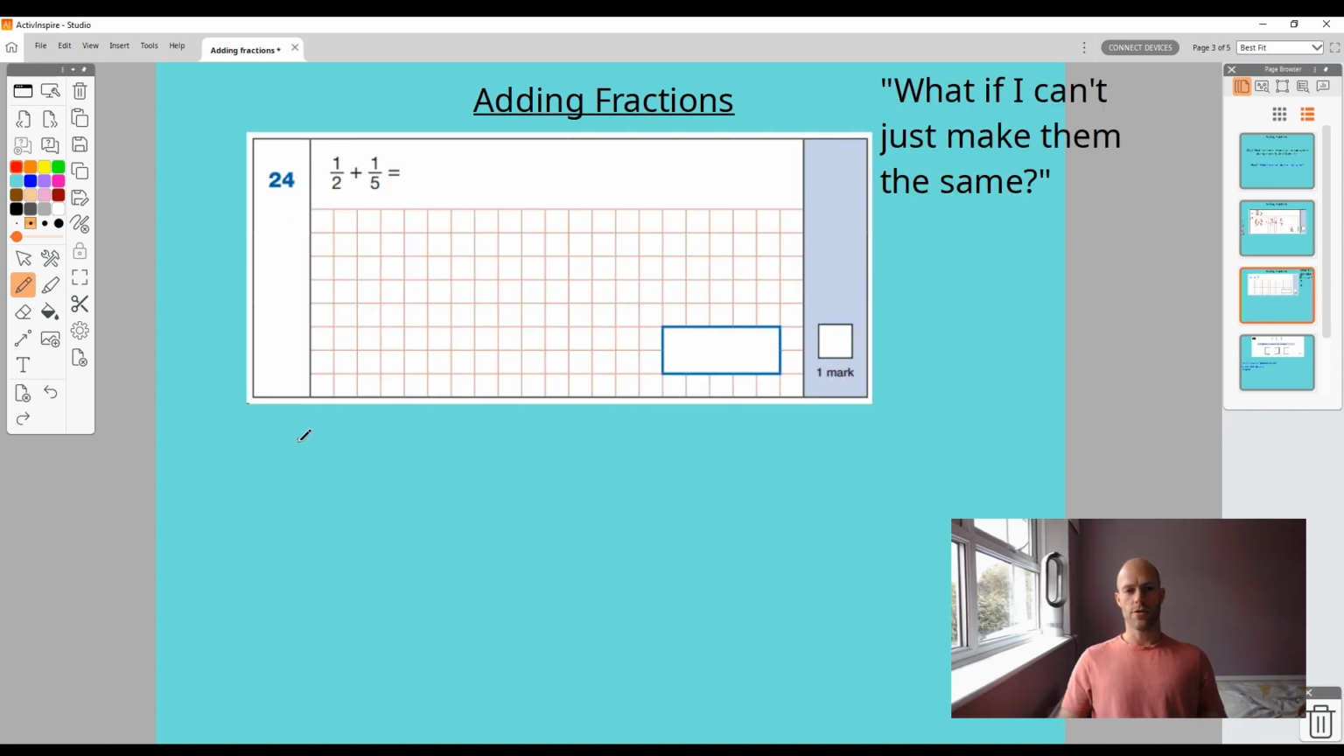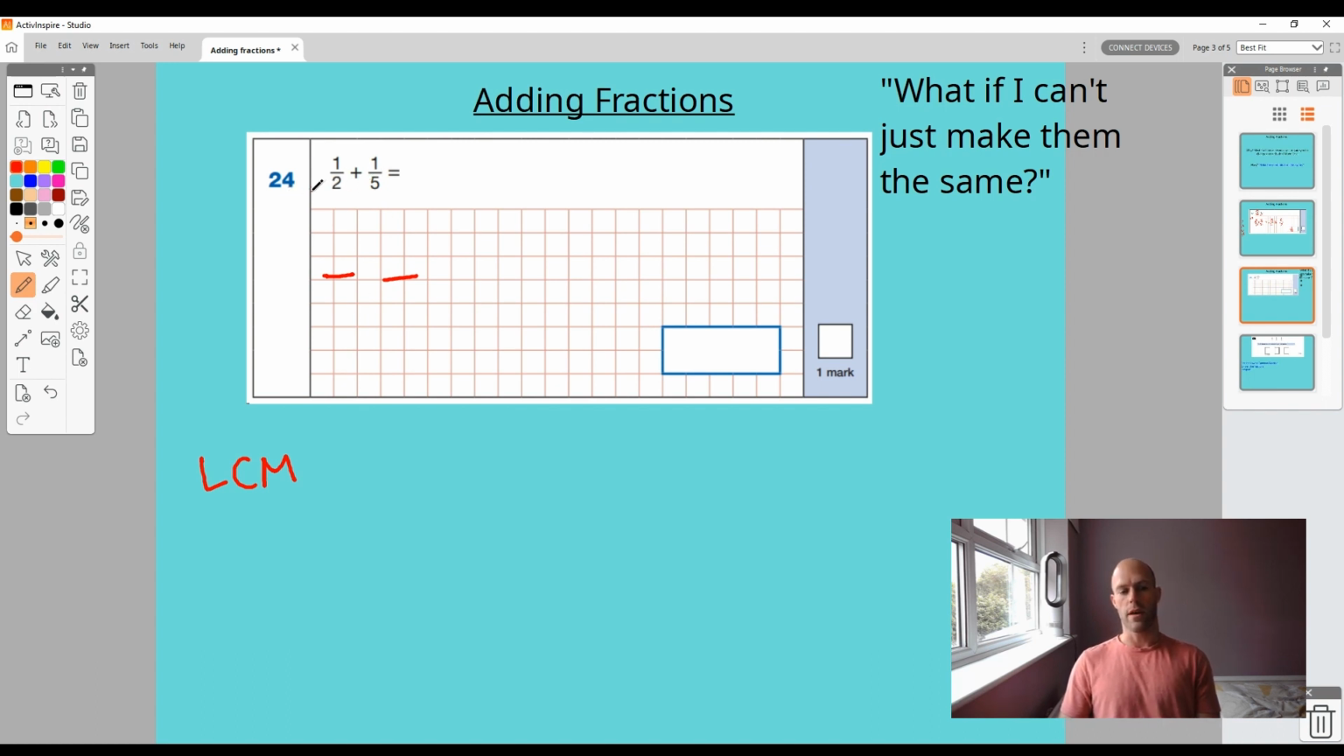Okay, so what if I can't just make them the same? So a level of difficulty up, we've got 1/2 add a 5th. I can't just double the half to make them quarters. I can't divide. There's nothing really I can do here. So I need to work out what denominator I can make both of these. So I'm looking for what's called the lowest common multiple. I need to know a number that's in both of these times tables so I can make them the same. So I can't just double it, I can't make it 4, etc., etc.